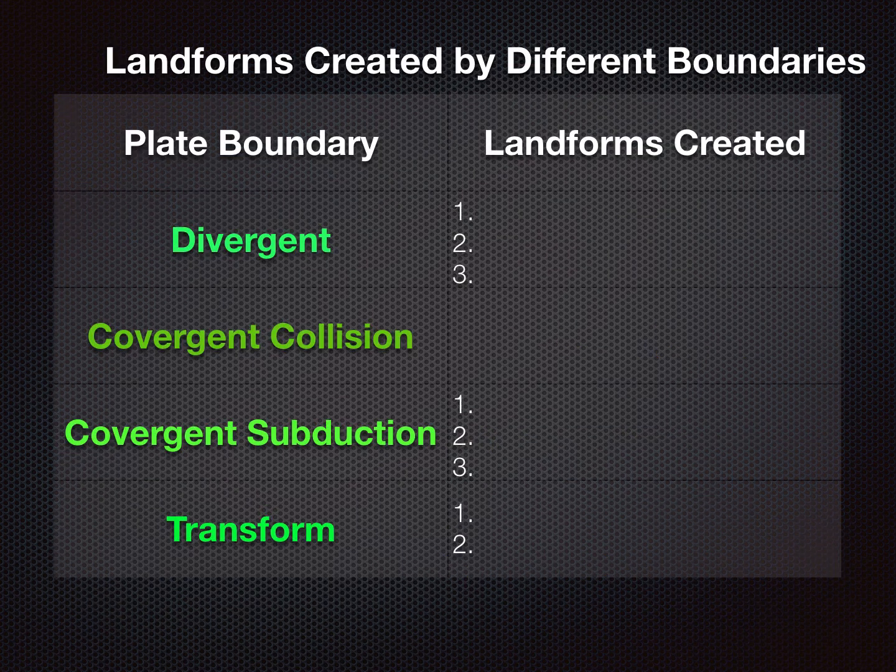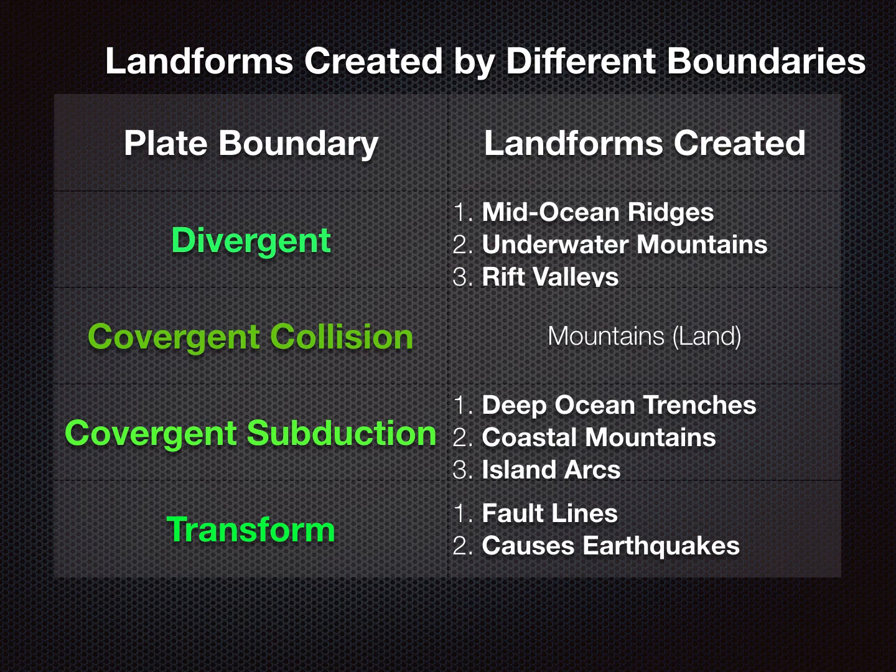The next chart you have to have is landforms created by different boundaries. We have the four, split up here in convergent collision. So this chart you have to make. You're going to have to understand what landforms are created at what boundaries. And depends on where they are, depends on what happens. So with the landforms created with divergent, they have mid-ocean ridges, underwater mountains, rift valleys. Now, all of them are not created at every divergent boundary, but they could be created.